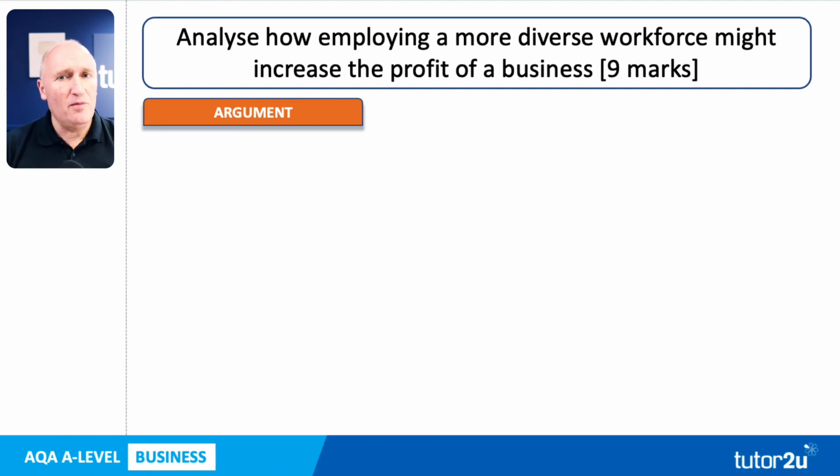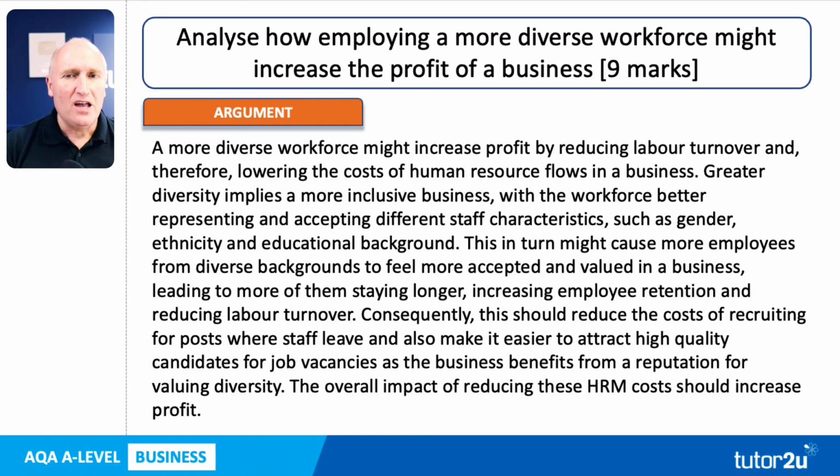So let's just read through my attempt and see if you can spot where the analysis is taking place, but also can you spot where the application is being added. So let's read through. A more diverse workforce might increase profit by reducing labour turnover and therefore lowering the costs of human resource flows in a business. That's it. The first sentence, full stop. Don't put application in there. That's the point that you're going to develop.